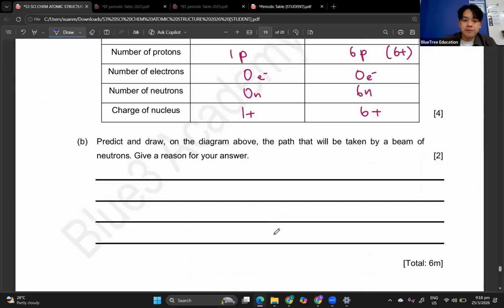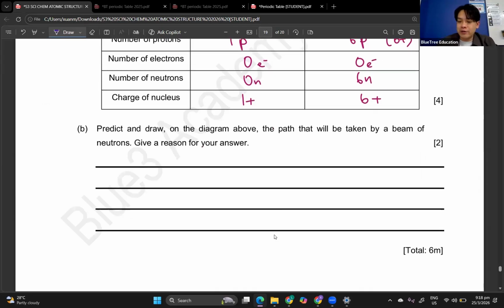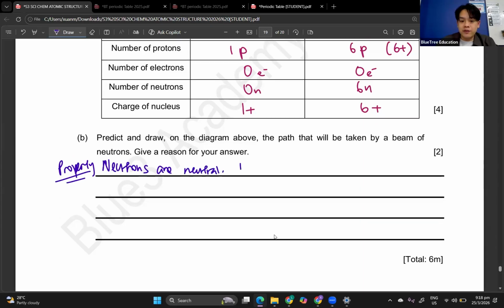Now after you draw already, explain why it is going in a straight line. Why? Because you tell me about the property of neutrons. I want to see the property. Neutrons are neutral. This is the first mark I need to see.